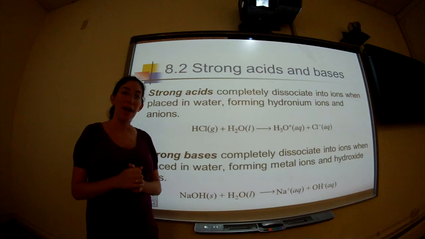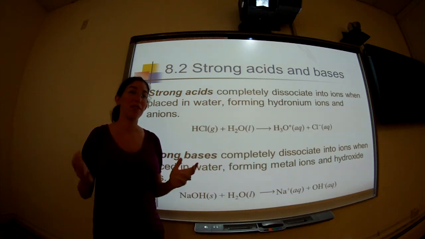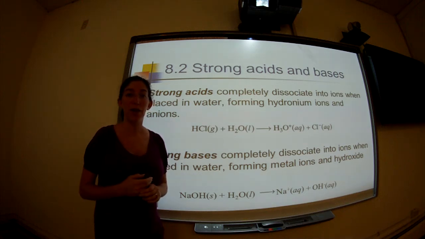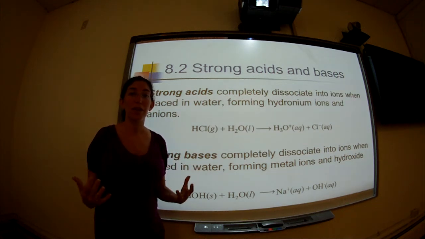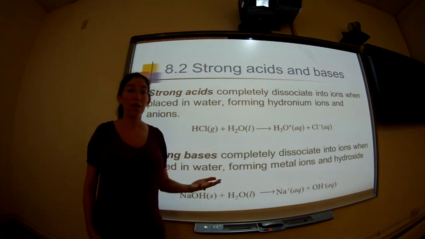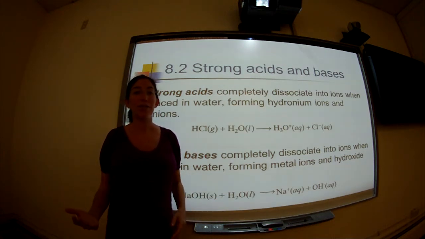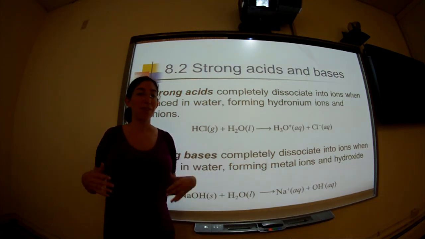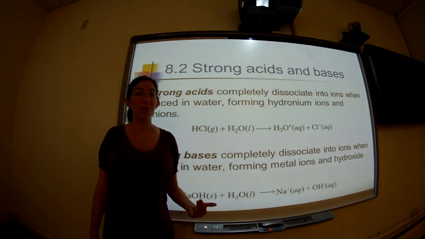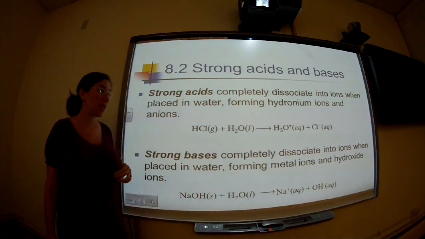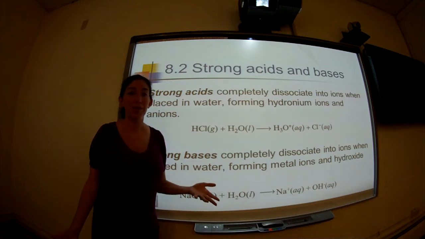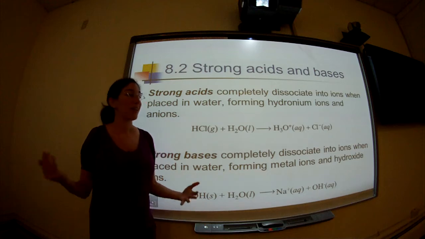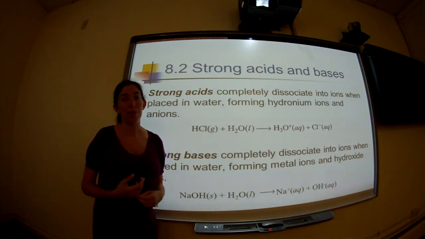So when it comes to acids and bases, they come in different flavors, different strengths. Similar to electrolytes, when we talked in the last chapter about solutions and solubility, there are strong electrolytes and weak electrolytes. Similarly, we have strong acids and strong bases, and that prefix, the word strong, has the same definition for both. A strong electrolyte, if you remember, completely dissociates when you mix it in water. Same thing with a strong acid or a strong base.